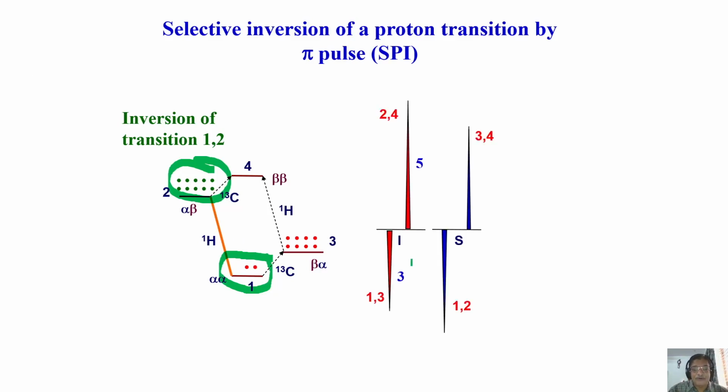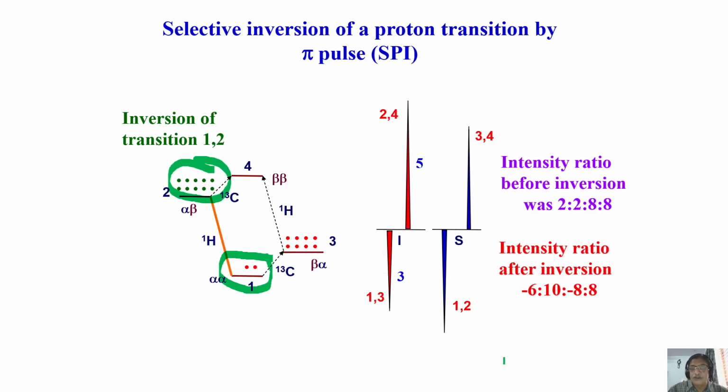Very interesting thing happens. Before inversion the intensity ratio was 2:2:8:8, 2:2 for carbon and 8:8 for proton. Now after selective inversion of one of the protons, it became minus 6, plus 10, minus 8, minus 8. What is the change? The carbon signal which was 2:2 became minus 6 and plus 10. That's an enormous change in the intensity. Of course, one has negative phase. Don't worry, we will worry about this negative signal later. But there is an enhancement in the signal intensity. That is what is important.